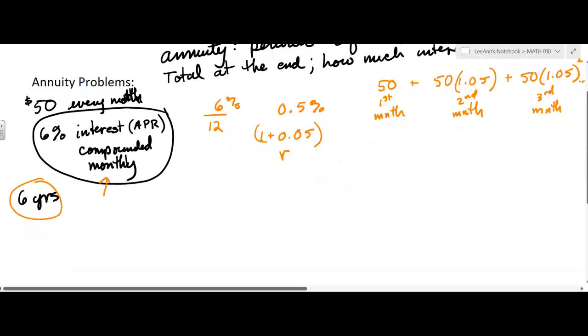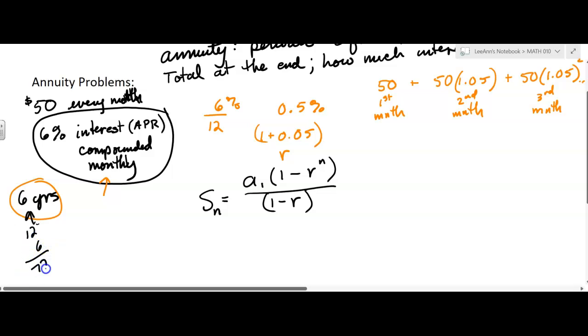So we need the sum formula. And let me put, this is not infinite, by the way, so S sub n, and it's going to be the first term times 1 minus r to the nth over 1 minus r. Okay, so that's the part that I always have trouble remembering. Okay, so now let's think about the different pieces here. Well, if we're doing it for 6 years, and we do it every month, what's 12 times 6? 72. So that's how many terms we're trying to add up. That is n. N is 72.